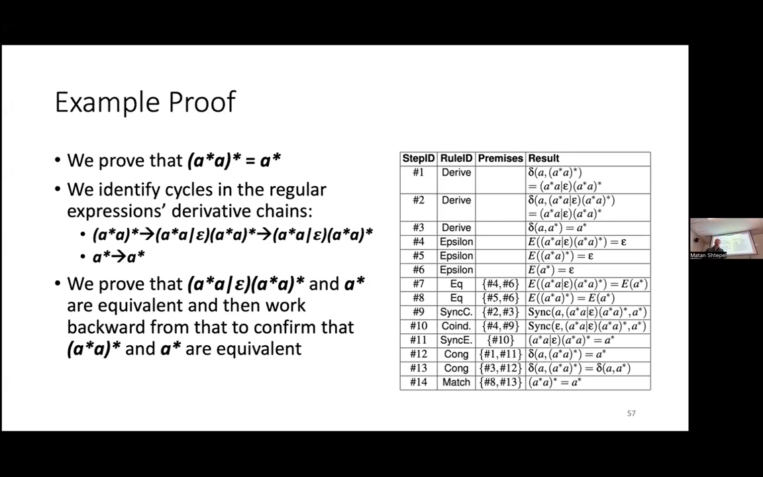If we want to see a proof like that in action, we can return to our example regular expressions from before and prove that they're equivalent by identifying matching cycles in their derivative chains. The derivative of A star with respect to A is this regular expression, which then maps back to itself when we take the derivative with respect to A again. And A star is its own derivative with respect to A. We use co-induction to prove that those two align on any number of repetitions of A, and then we work backward from that to confirm that our two starting regular expressions are equivalent to each other.